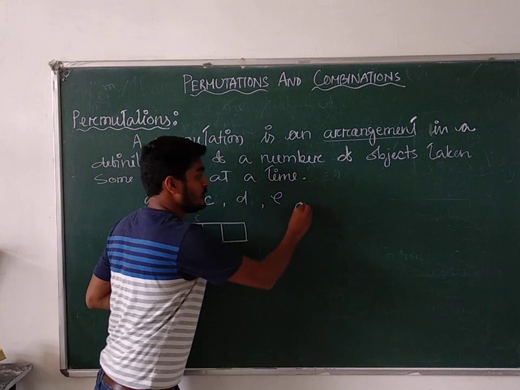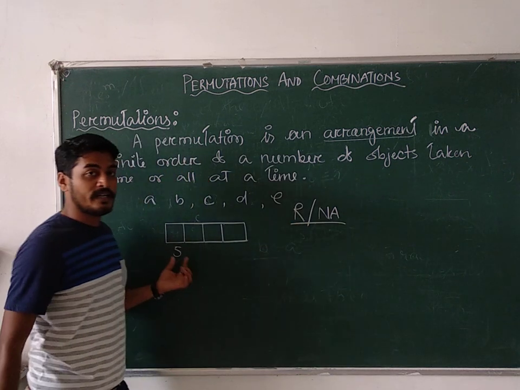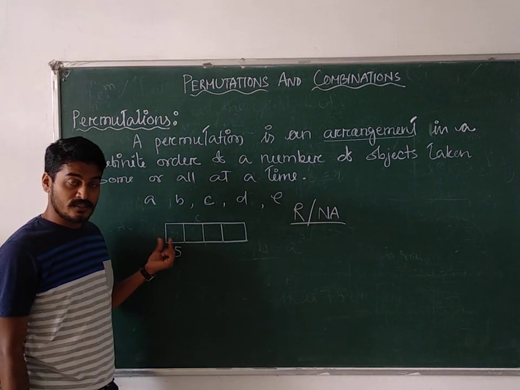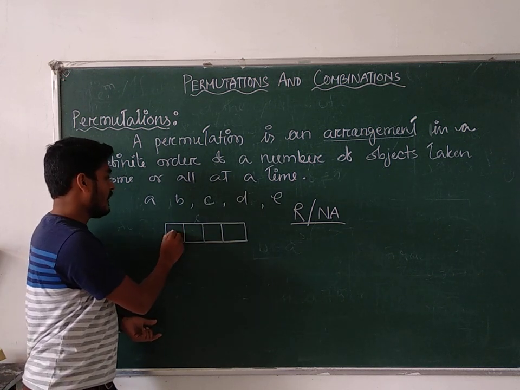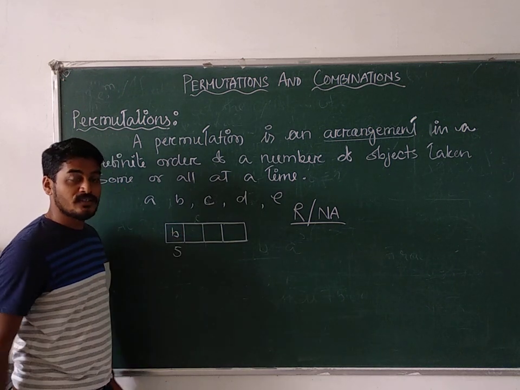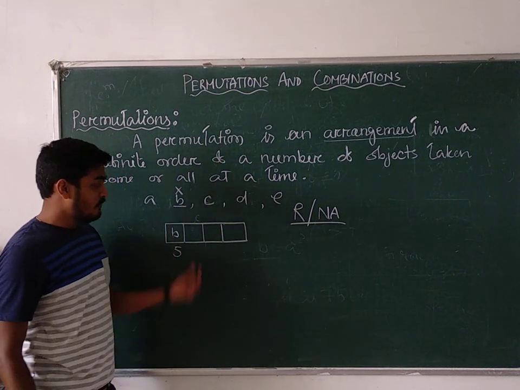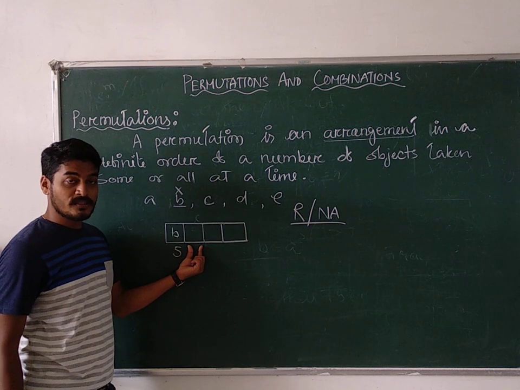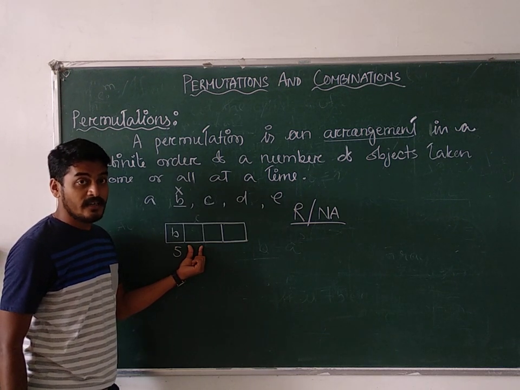Suppose repetition is not allowed. That means whatever letter you have used here, you are not supposed to repeat it again. Suppose I have used B here. As repetition is not allowed, you are not supposed to use B once again. Then if I want to fill up the second place, how many possibilities are left with us? How many letters are left with us?